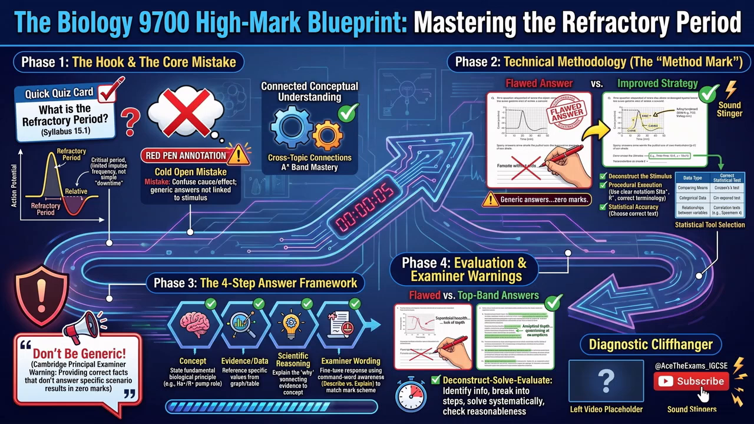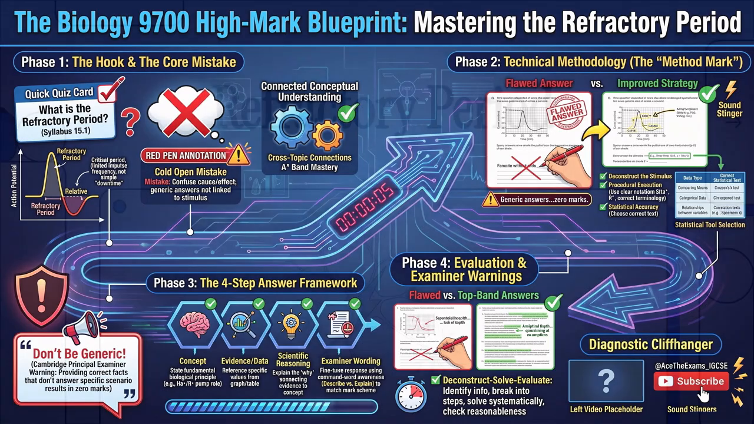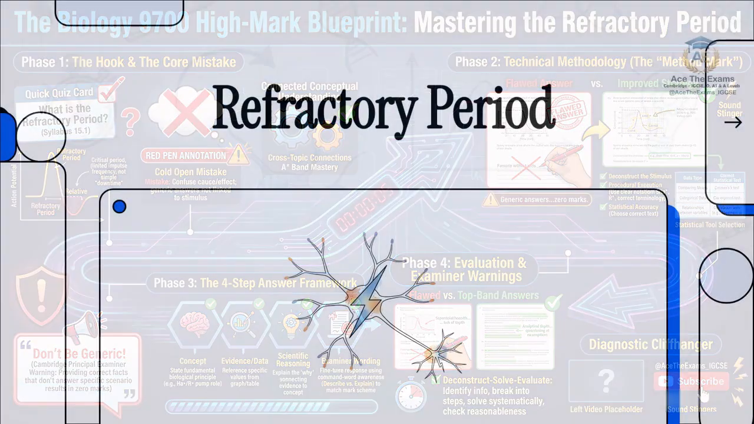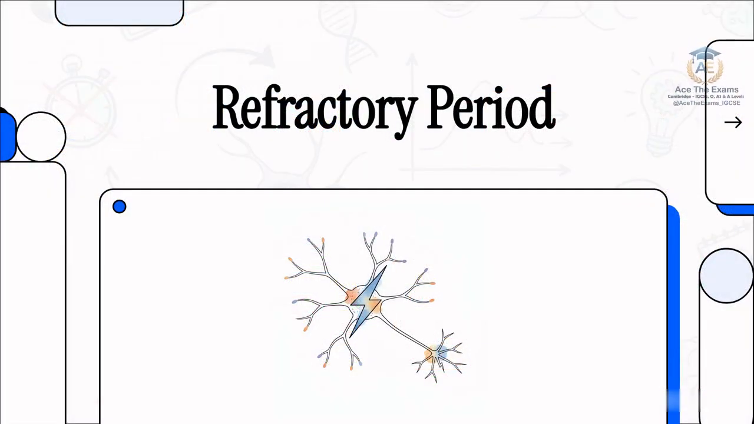Did you know that topic 15.1, the refractory period and its link to impulse frequency, is literally one of the most misunderstood areas in the entire Cambridge biology syllabus? Seriously, this isn't just some minor, tricky concept. This is the exact spot where candidates are bleeding crucial marks that completely dictate your final grade boundaries. So we're going to fix that right now.